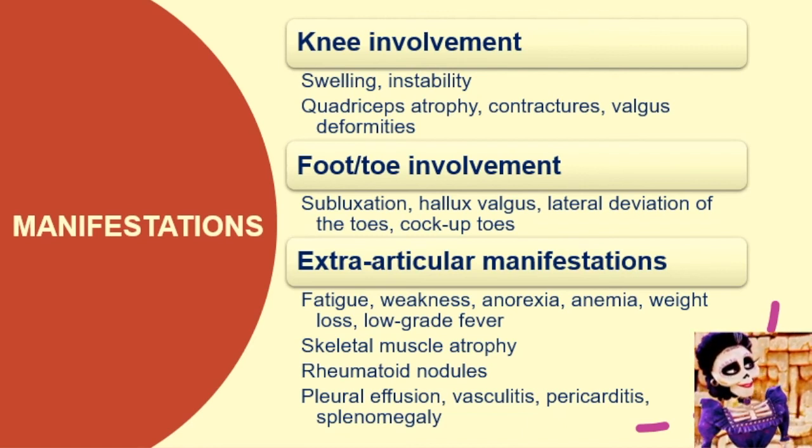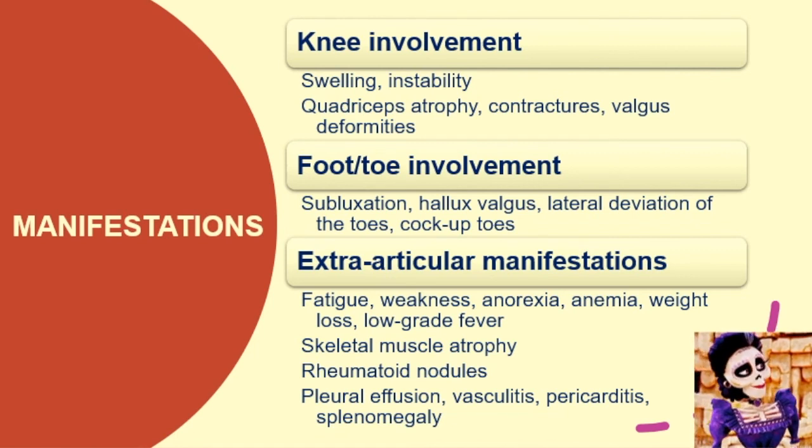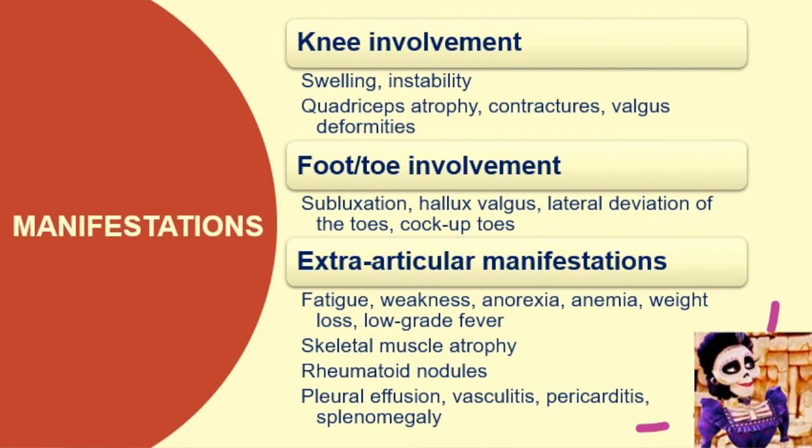Okay, skeletal muscle atrophy is expected for this patient. Your patient would also manifest with rheumatoid nodules. Okay, added to that, class, your patient would have pleural effusion, vasculitis, pericarditis, and then splenomegaly. Okay, so look at it now.